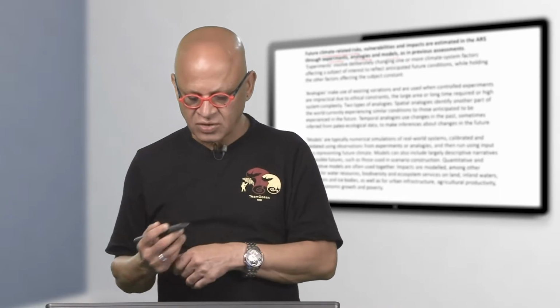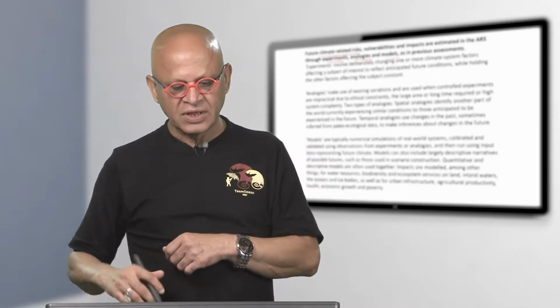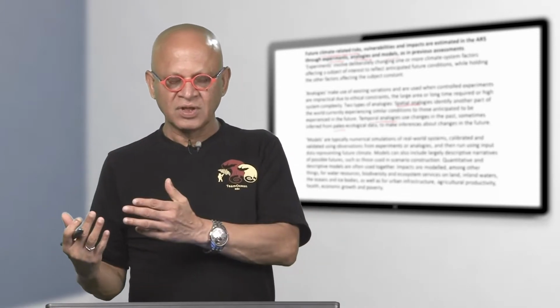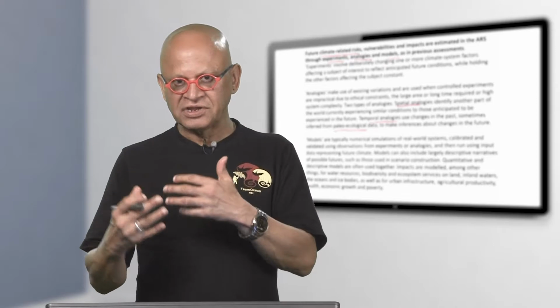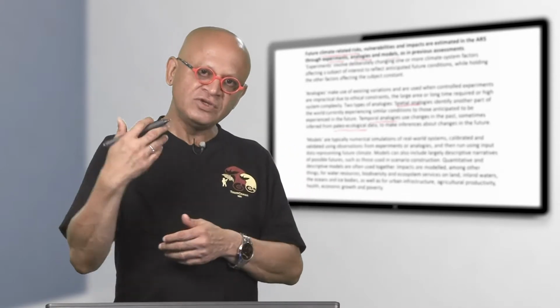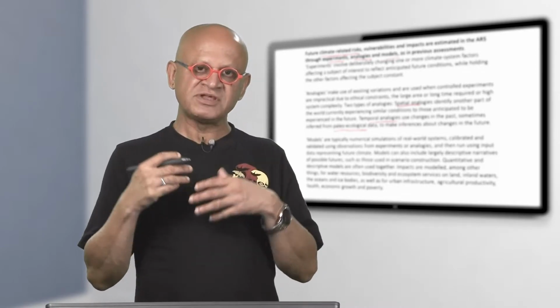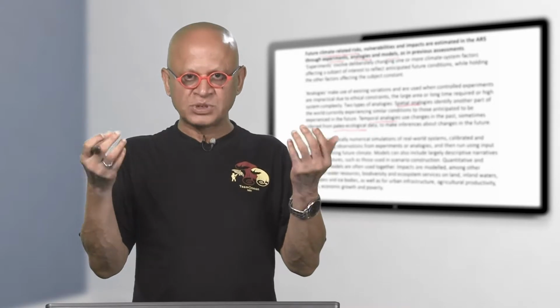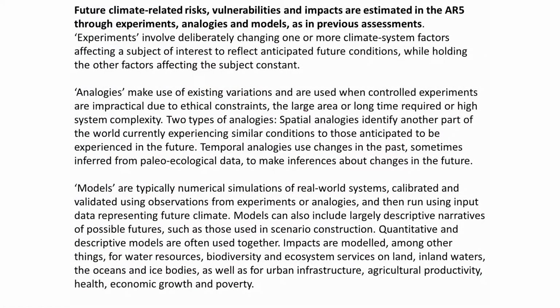So these are all the human dimension of how science is depicted once the scientific calculations are made. We have already used terms like risks. I think everybody has an intuitive sense. It is the elevated vulnerability to natural disasters in a simplistic sense. So the future climate related risks, vulnerabilities and impacts are estimated through experiments, analogies and models.